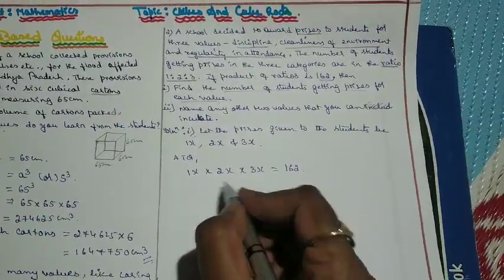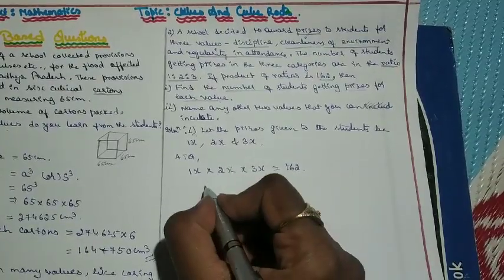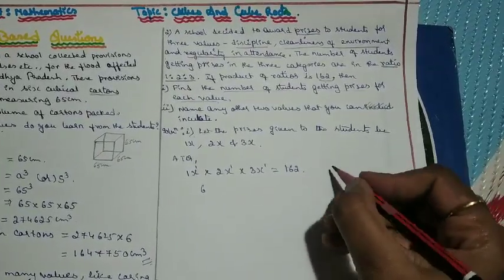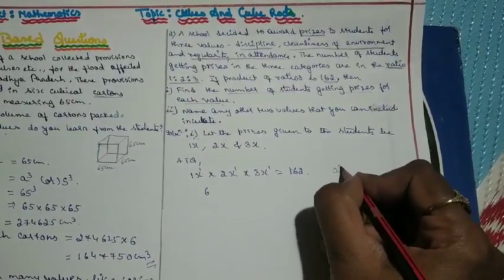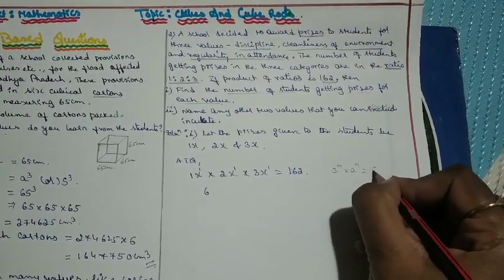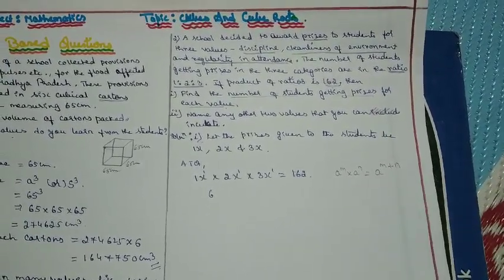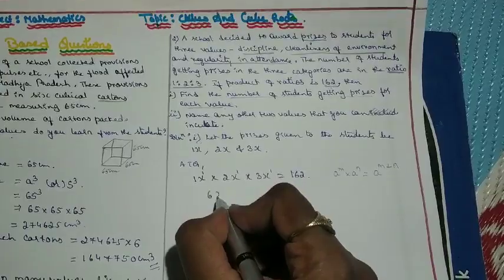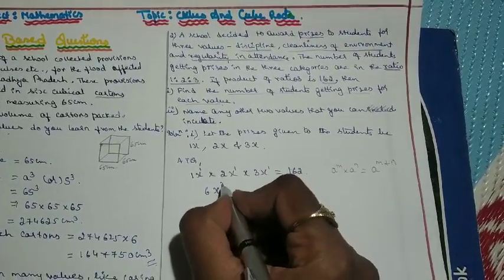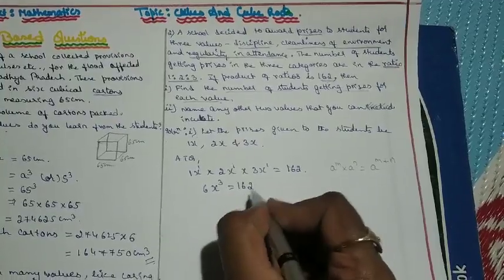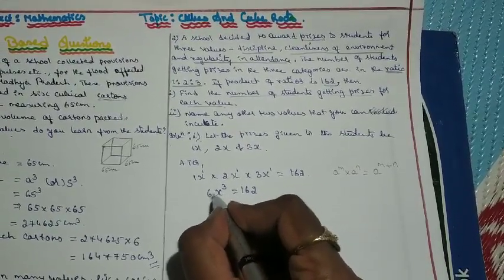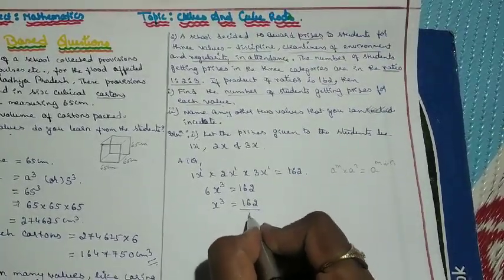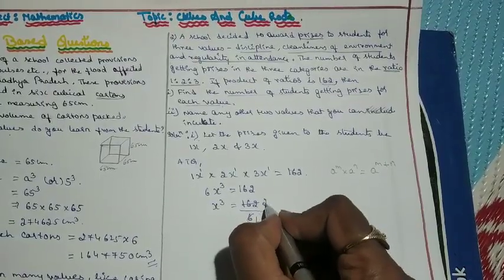Then multiply the numbers. 1 into 2 is 2, 2 into 3 is 6. x power 1 into x power 1 into x power 1. According to laws of exponents, a power m into a power n equal to a power m plus n. Then here I can write x power 1 into x power 1 into x power 1 is nothing but x power 1 plus 1 plus 1, which is 3, equal to 162. Here the 6 with the x relation is under multiplication, so it changes to division. Divide by 6. 6 ones are 6, 6 twos are 12.